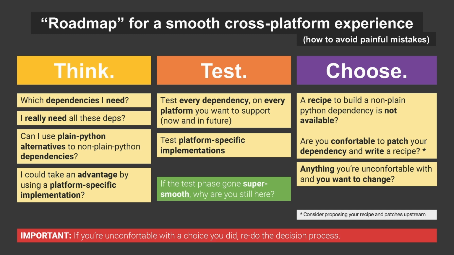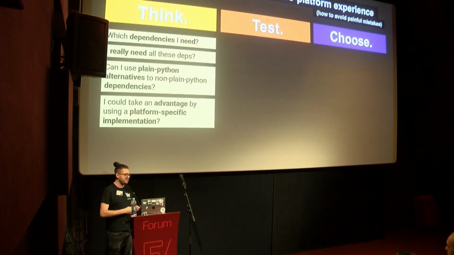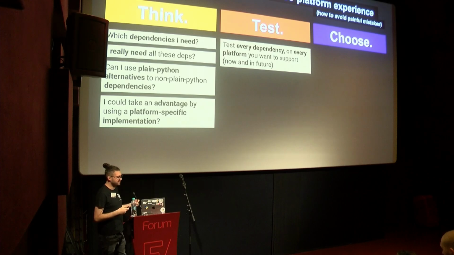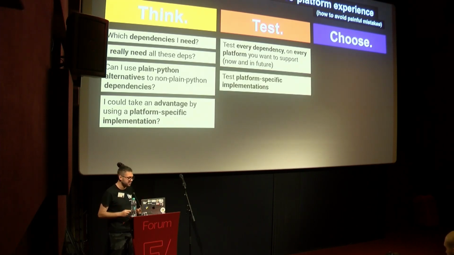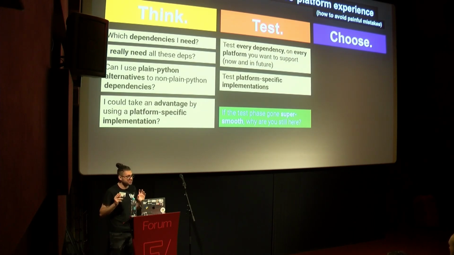Yeah, probably slower, but we don't need a recipe to build them. And can I take advantage by using a platform-specific implementation? Faster, smaller APK size. Test every dependency on every platform you want to support, now and in future. This is super important. And test platform-specific implementations, as they might not work as you expect. And if the testing goes super smooth, why are you still here? Go ahead and implement your application.